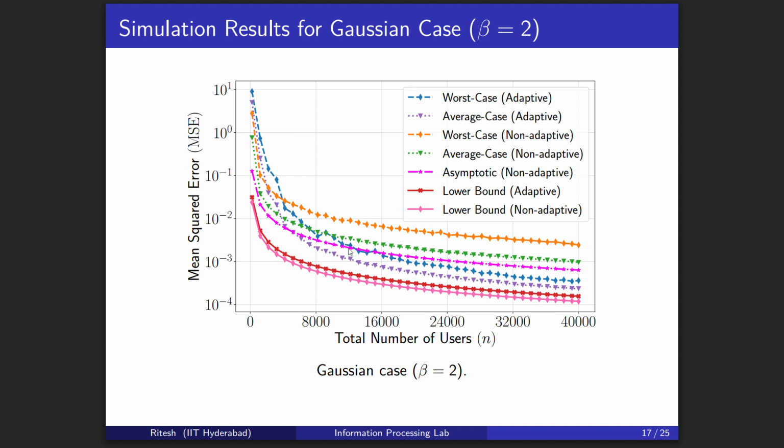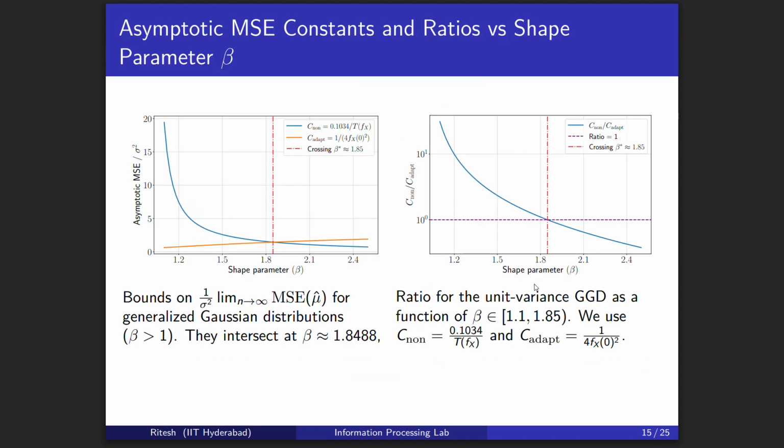But the performance of the protocol itself is still valid. The worst case of adaptive still beats the best case of non-adaptive, so it is still performing better. One can see the average worst case of adaptive is this curve, and the worst case of non-adaptive is this one. By simulation the validation shows the adaptive is performing better, but the lower bound is loose for beta equal to 2. That's what we have analyzed in this slide.